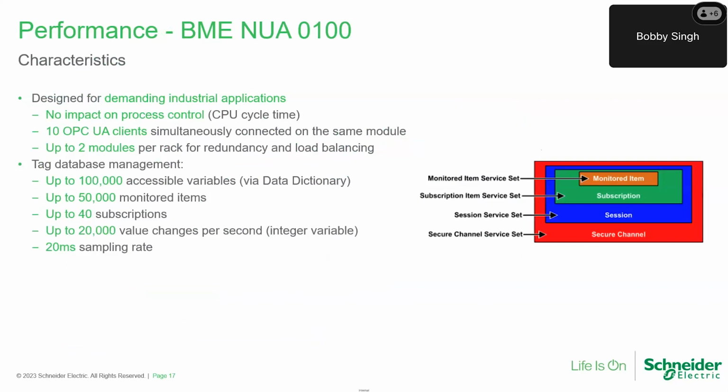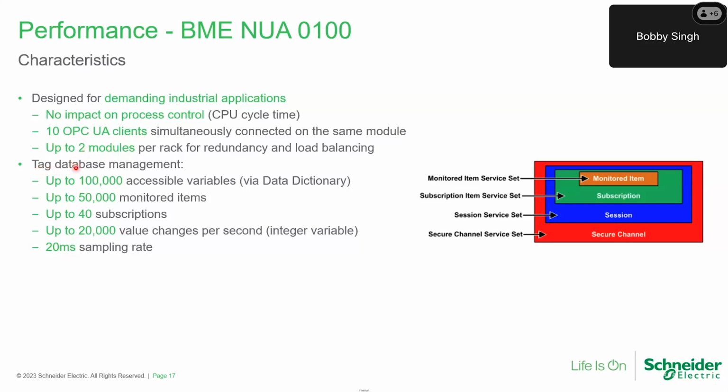Now let's move on to some of the performance characteristics of the module. NUA is designed for highly demanding industrial applications. The built-in OPC UA server has no impact on the process control or the CPU cycle time. Each module can support up to 2 OPC UA clients at the same time, and you can have up to 2 modules per M580 system. And also keep in mind, the NUA module can be used in a standalone system or hot standby system. And if you need more than 10 clients, then you would need 2 modules. Then the M580 system could support up to 20 OPC UA clients at a time.